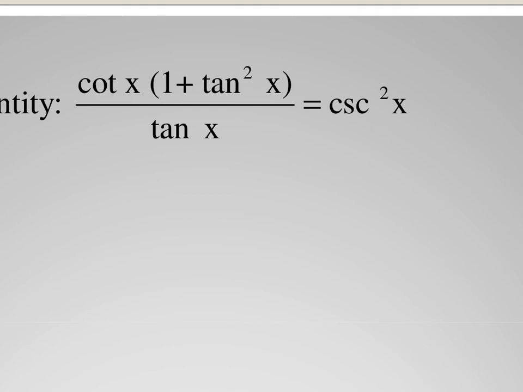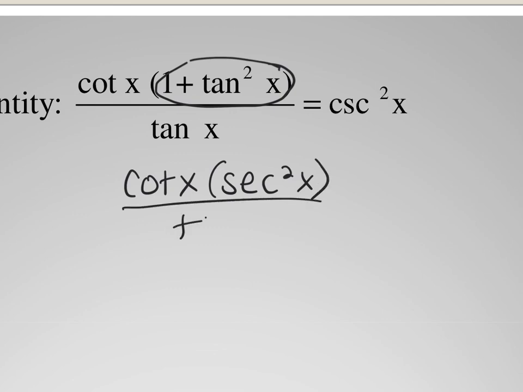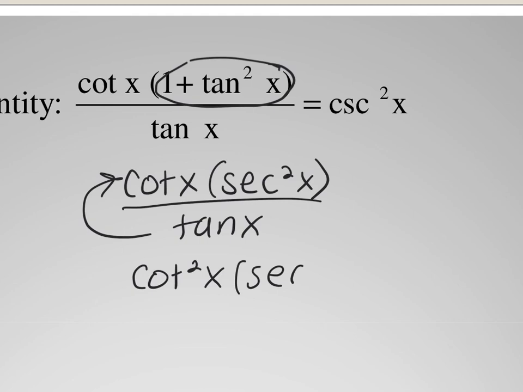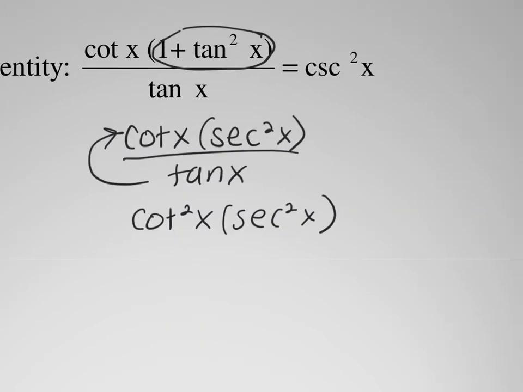All right, cotangent times 1 plus tangent squared x over tan x. What do we see here we can simplify? 1 plus tangent squared is what? Secant squared. Now what? You can move tan to the top, so I can make it cotangent squared times secant squared. Then what?